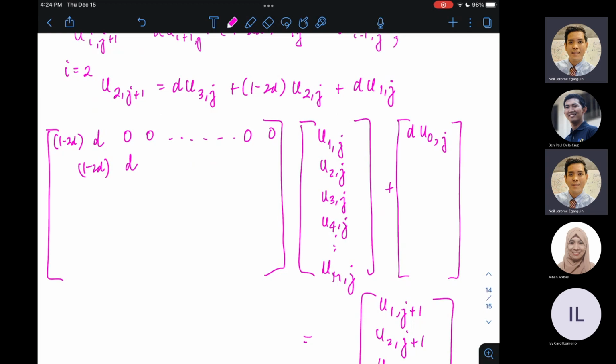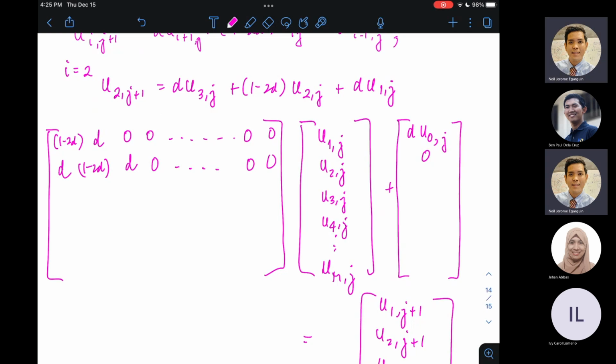Okay. And then the third would be u1j. Siya yung nandito sa unahan. So dapat meron ako ritong d. And then it will be 0 elsewhere. And this guy will also be 0. Kasi wala ng extra term para sa kanya.